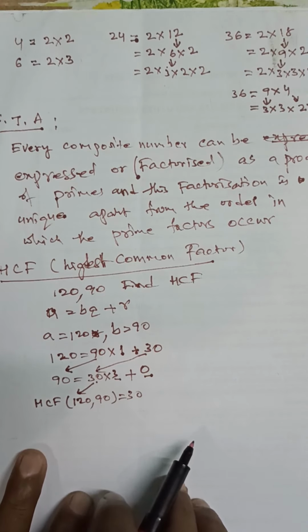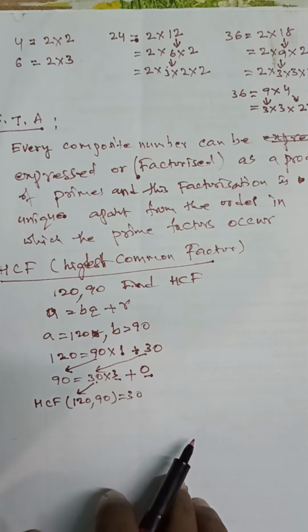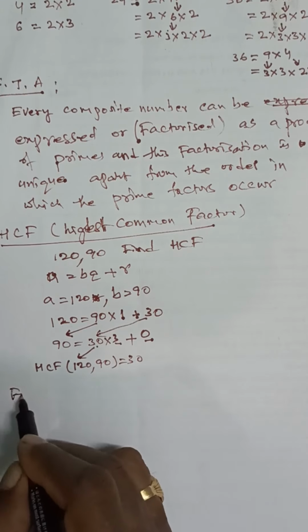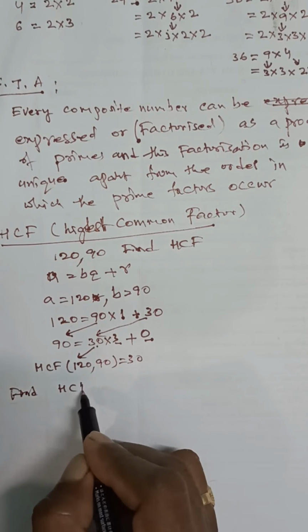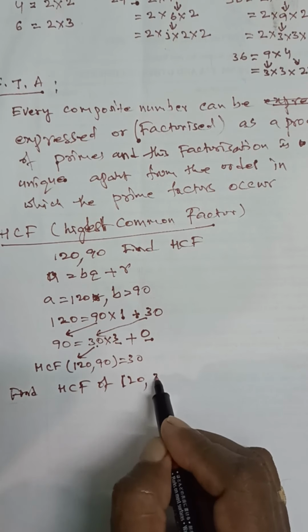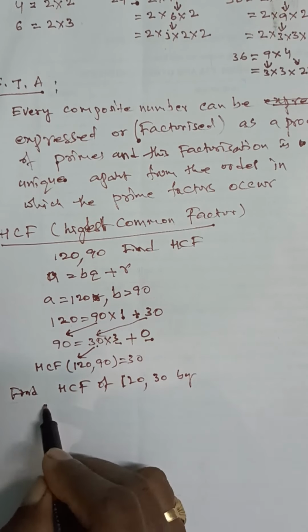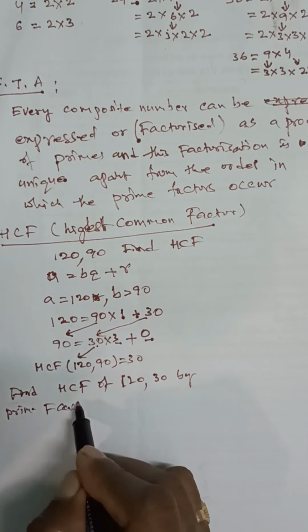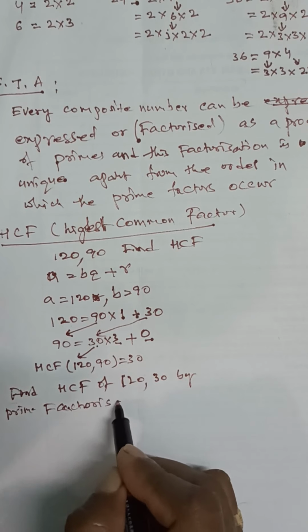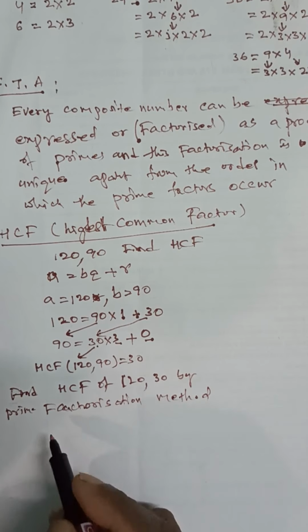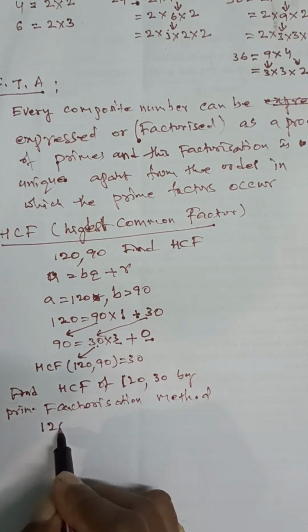How to find this highest common factor? By the factorization method. Now let us take 120. Find the HCF of 120 and 90 by the prime factorization method. Now we have to write the factors of 120.